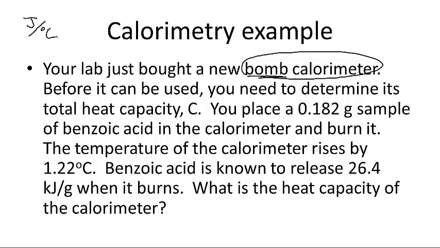So you place a 0.182 gram sample of benzoic acid and burn it. The temperature rises by 1.22 degrees C. Benzoic acid is known to release 26.4 kilojoules per gram when it burns. What is the heat capacity of the calorimeter? The difference is that the units of C are joules per degree Celsius, not joules per gram degree Celsius. See if you can figure out what that C is.